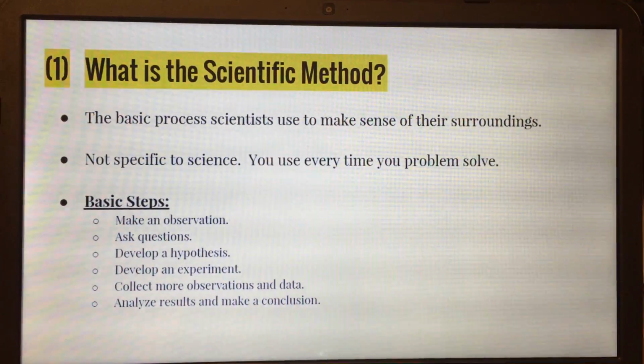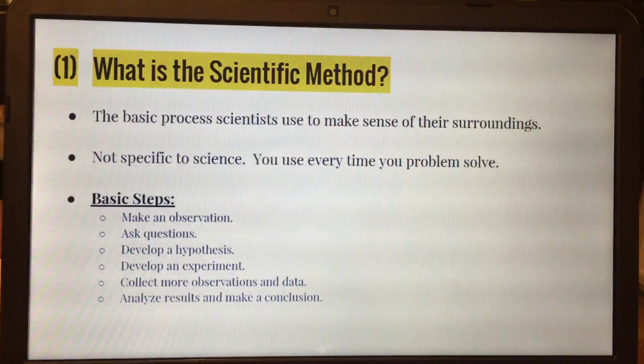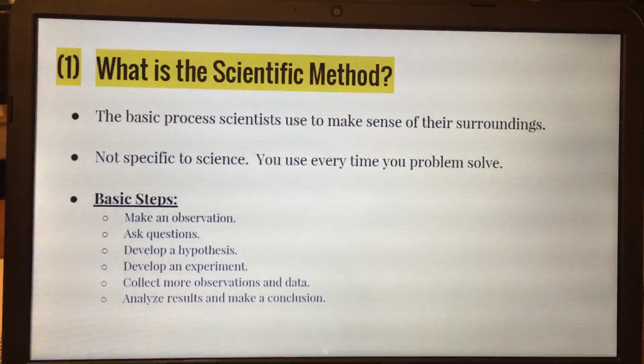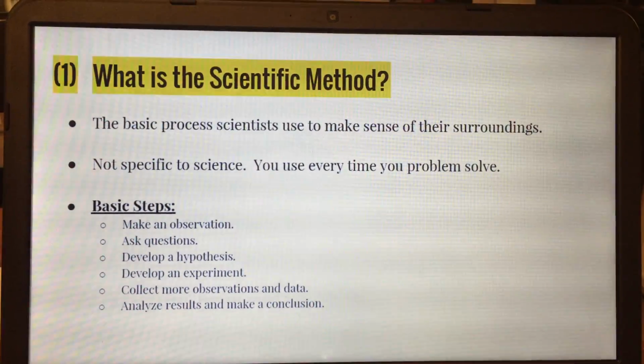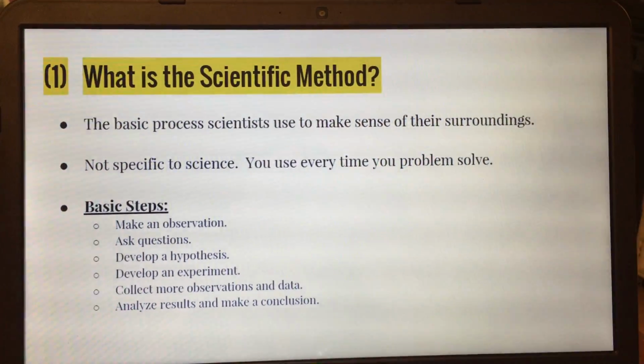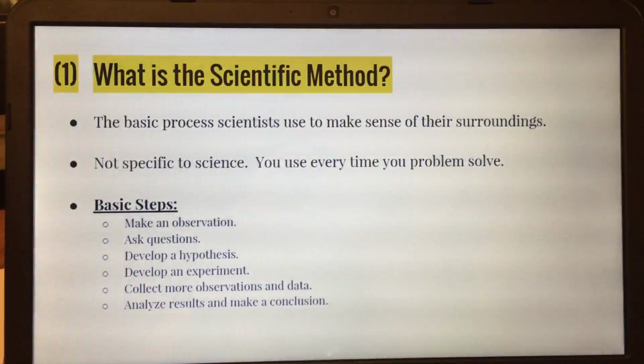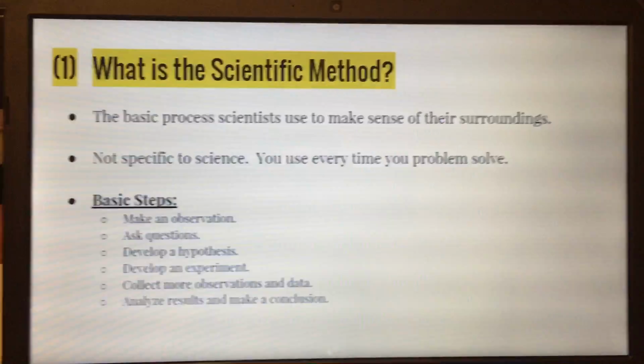So the basic steps in the scientific method include making an observation, asking questions, developing a hypothesis, developing an experiment, collecting more observations and data, and then analyzing your results and making a conclusion. So we're going to look in a little bit more depth and detail as to what each of these means, what it includes, and I'm going to give you some more real-life examples of how you actually really do use this process.